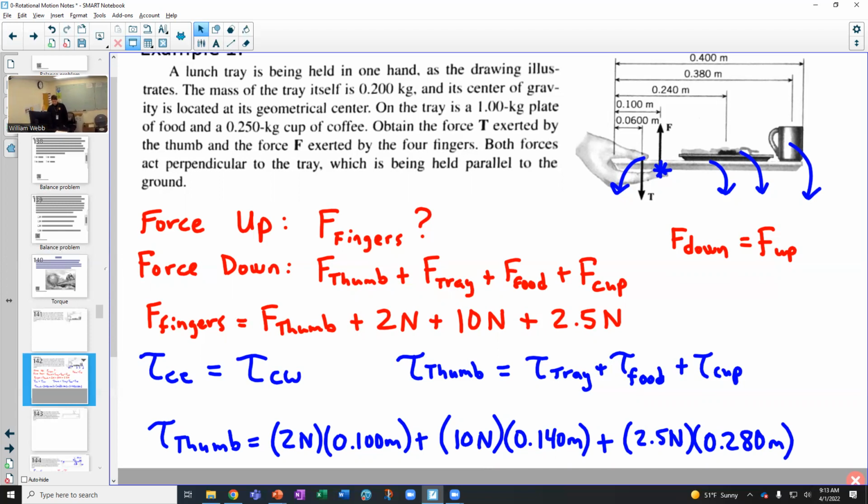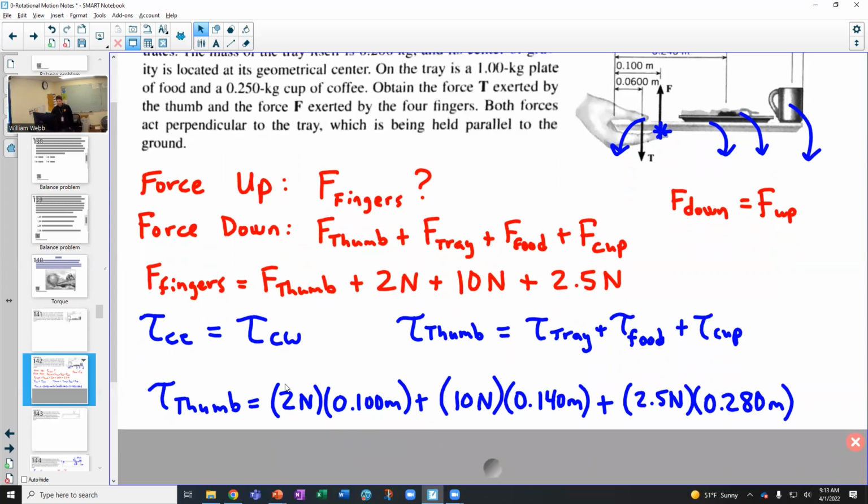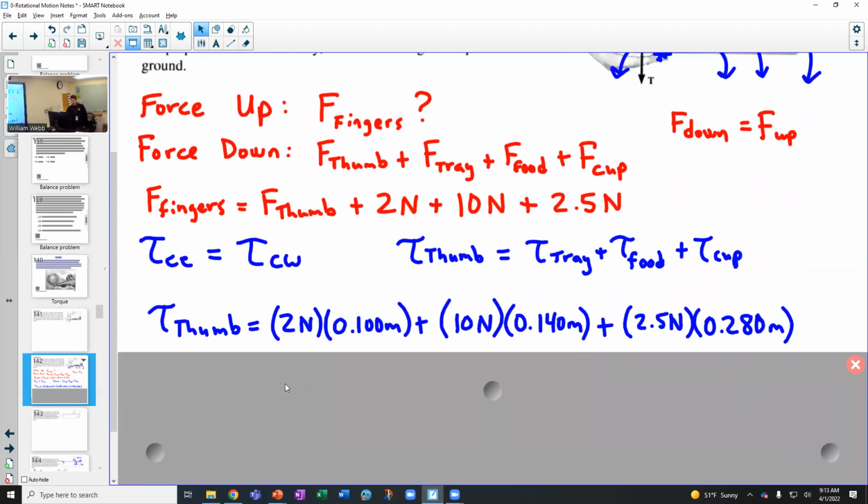The coffee cup, 2.5 newtons weight. The center of the cup is 0.38 meters from the edge of the tray, but only 0.28 meters from the fingertips. We all okay with the distances? Making sense there? Need more clarification on where we're getting those distances or R values? All right. So let's move on down here. We'll take the picture out of view.